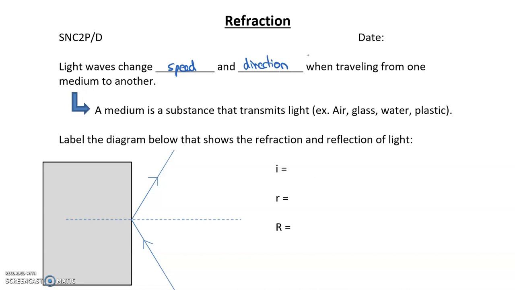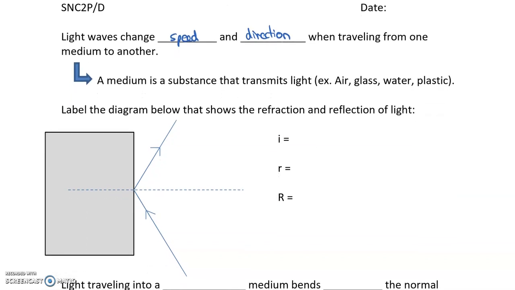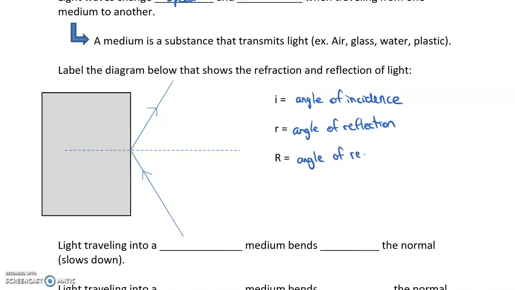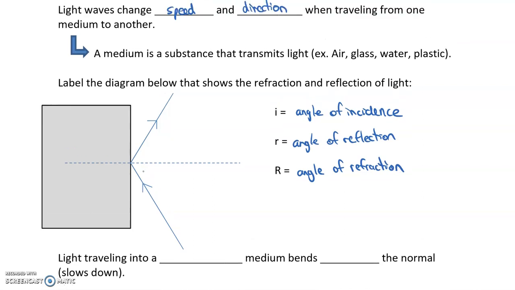Below it says label the diagram that shows the refraction and reflection of light. And so this is basically a review from the last chapter that we did. And we know that if we label this diagram, this I is the angle of incidence, and R is the angle of reflection. But we're going to have one other thing that we're noticing here, and that is the angle of refraction. What do we mean by that? Well, we mean that this is the angle of incidence, always measured from the normal. Make sure we label that properly.